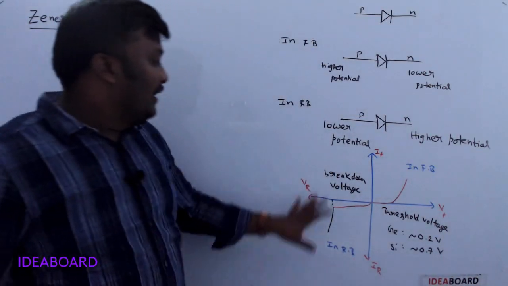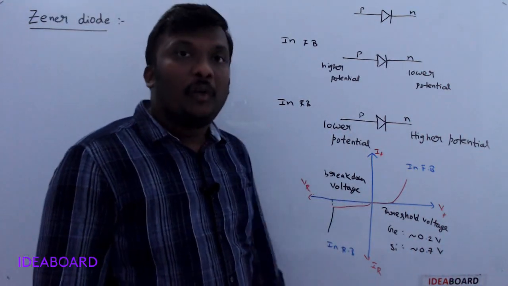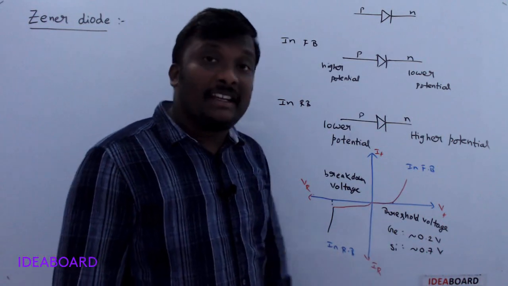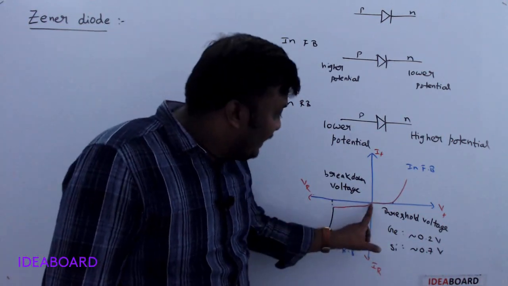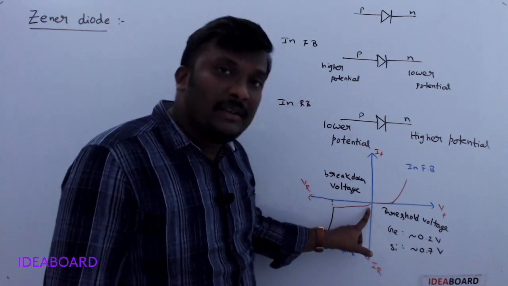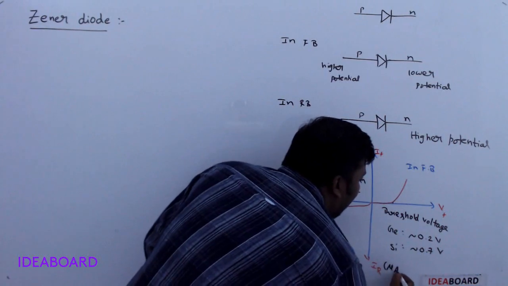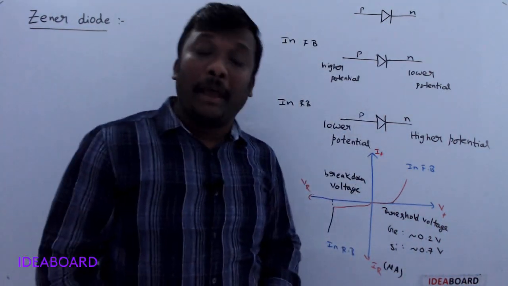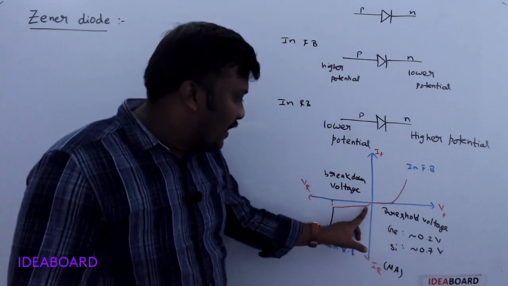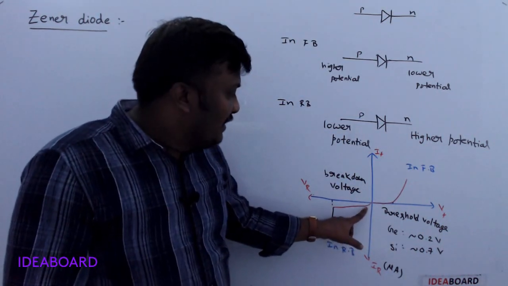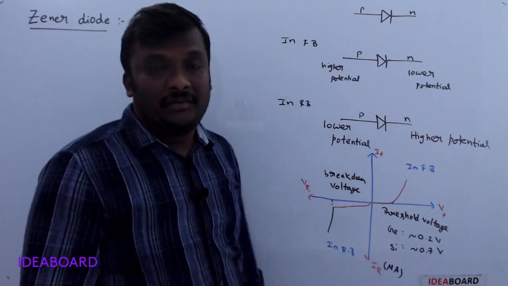Now, in case of reverse bias, if the voltage increases, the reverse current is independent of the applied voltage. That's why the current starts from the beginning onwards. It's a very small amount. Generally, reverse current is in terms of microamperes. Micro means 10 power minus 6 ampere. So that amount is very small. After that, this region is called the reverse saturation current region.